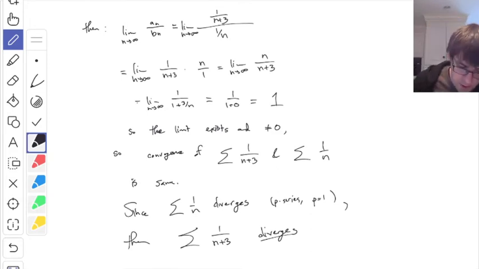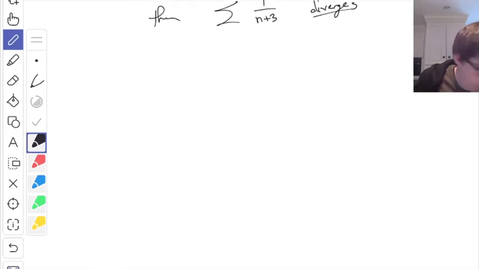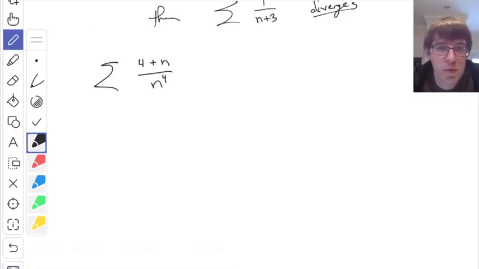How about just a more complicated looking, similar type of fraction in there. All right. 4 plus n over n to the 4. Now, when you see something like this, you have to decide what am I going to compare this to, right? And this is still some opportunity for creativity. There's no hard and fast rule here.